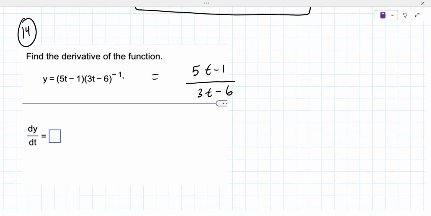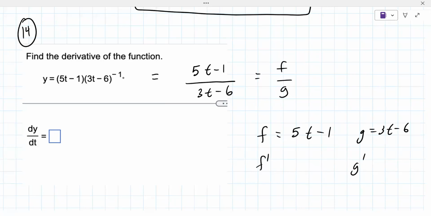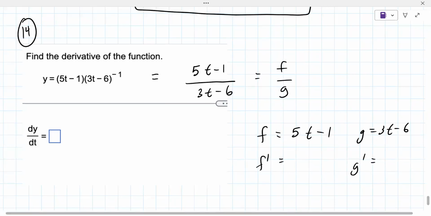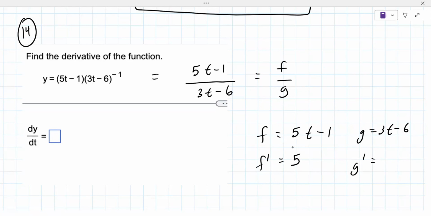Okay, it is just a quotient rule problem here again. So again, you make this f and g. I always write them out off to the side here, like this. You want to be consistent with how you do it. What is f prime and what is g prime in that scenario? F prime is 5 and g prime is 3.